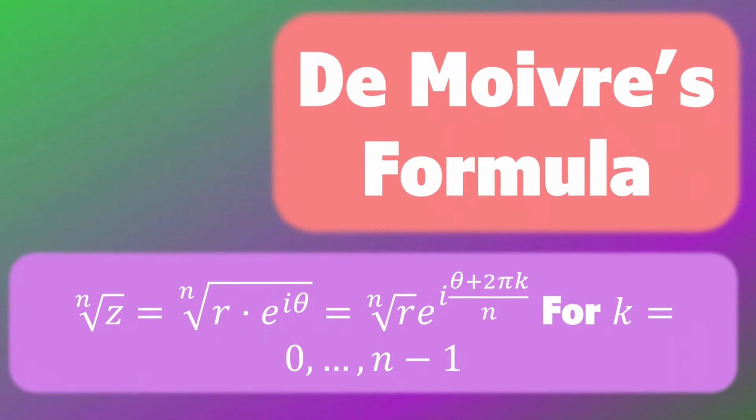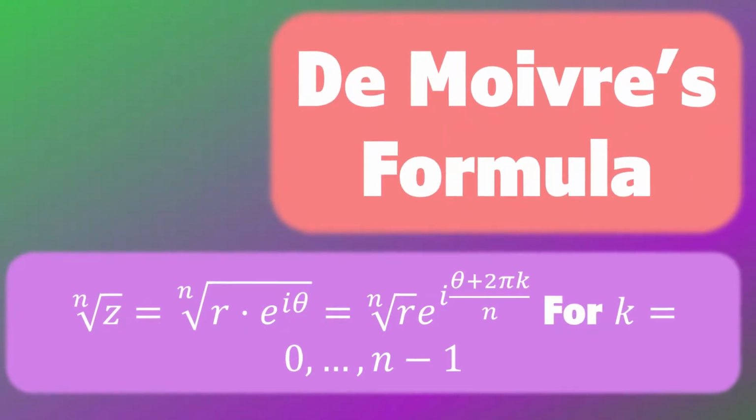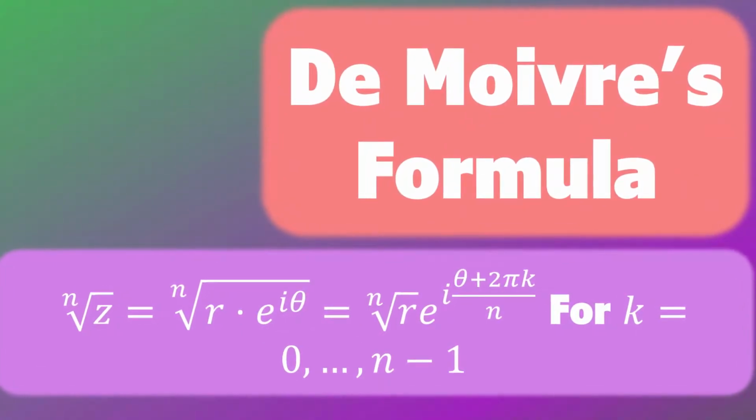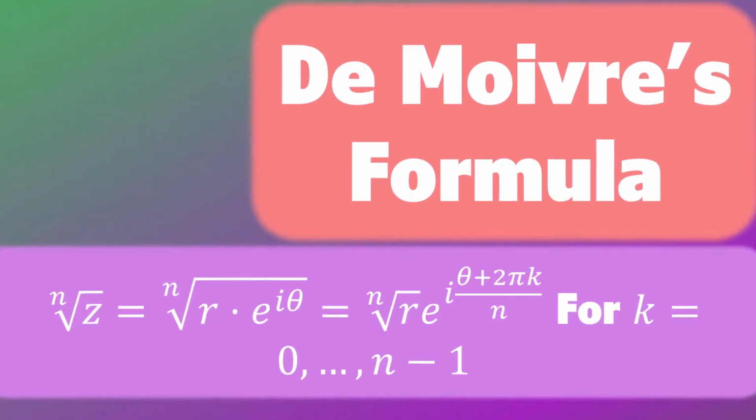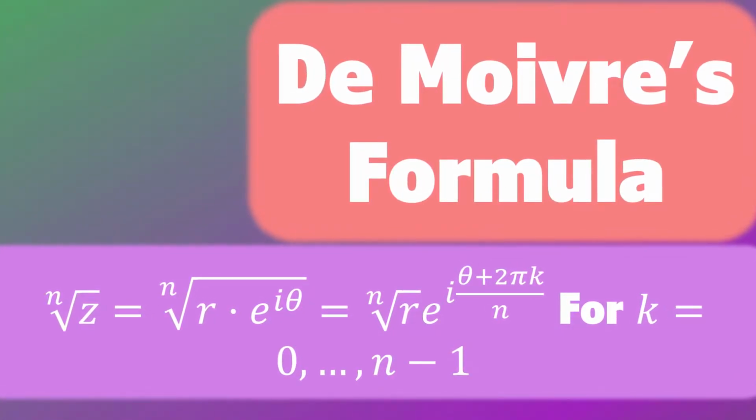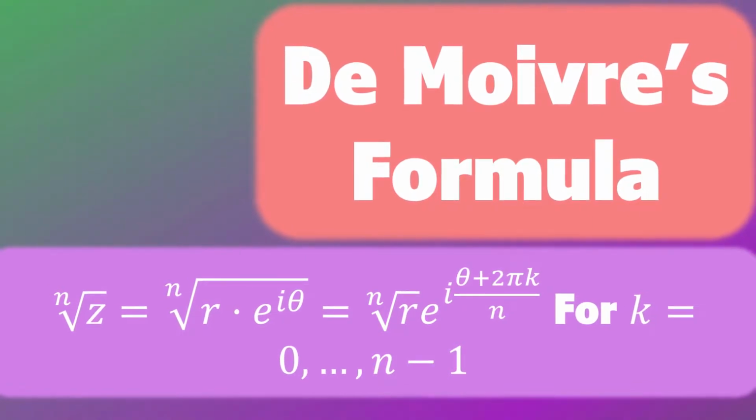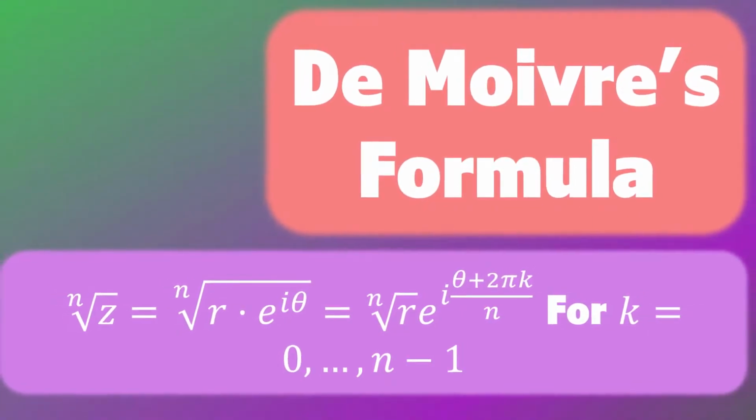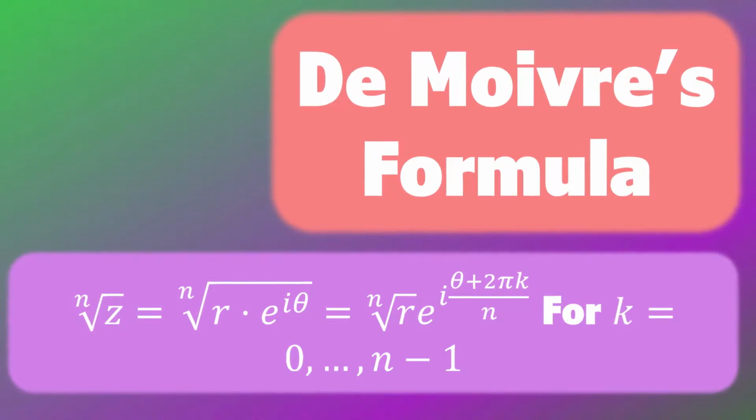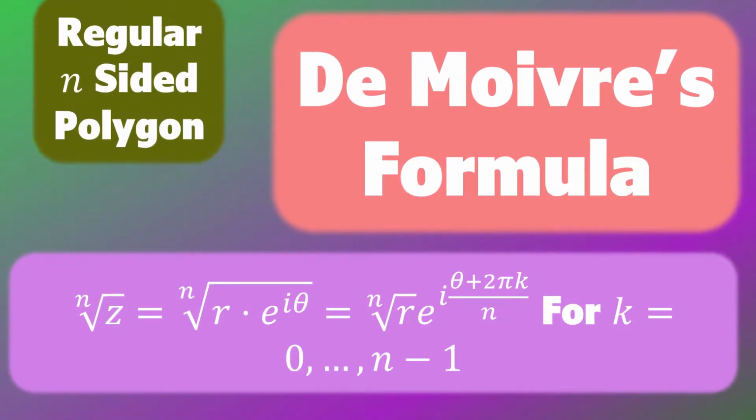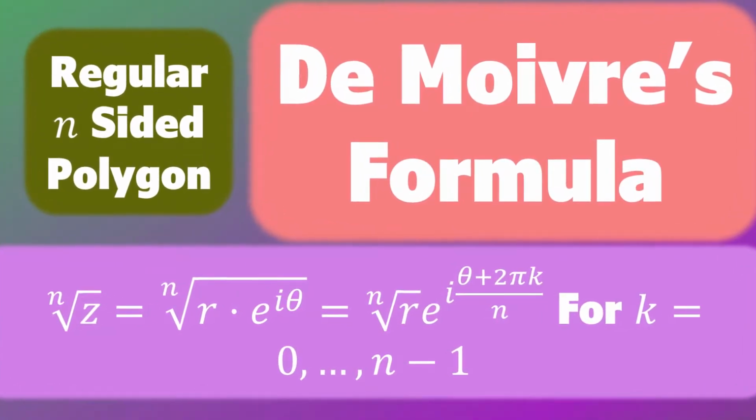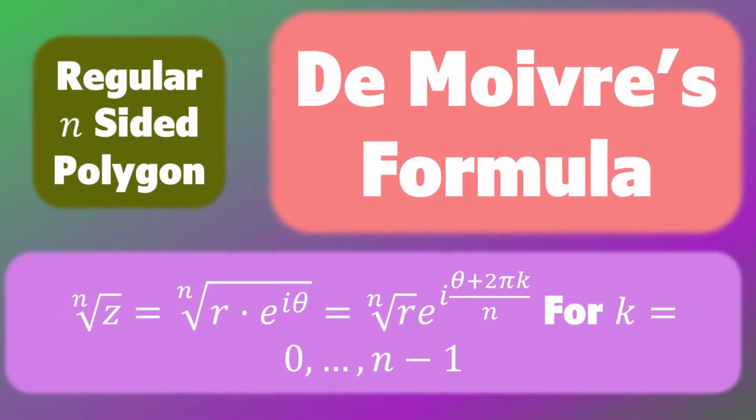We also have de Moivre's formula, which says that the nth root of z equals the nth root of r times e to the i theta, which is equal to the nth root of r times e to the i in brackets theta plus 2 pi k all over n, for k equals 0 up to k equals n minus 1. Thus we have that the roots will form a regular n-sided polygon.